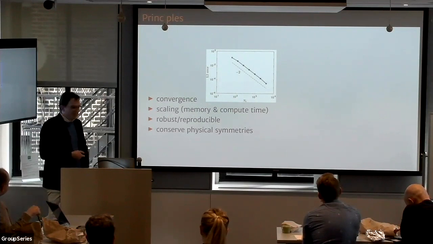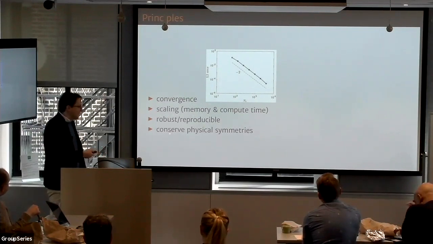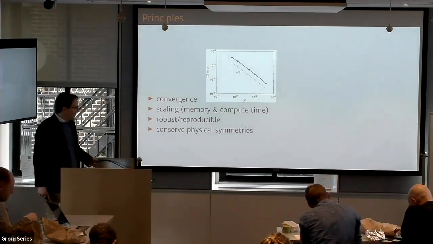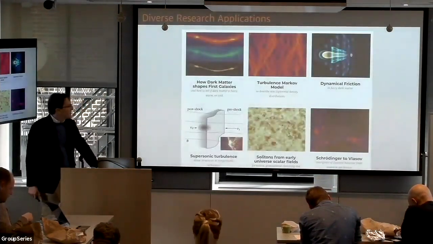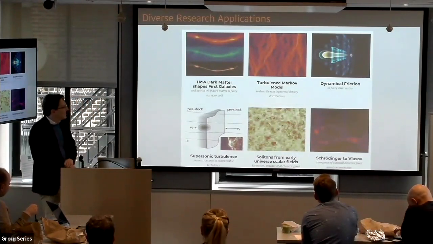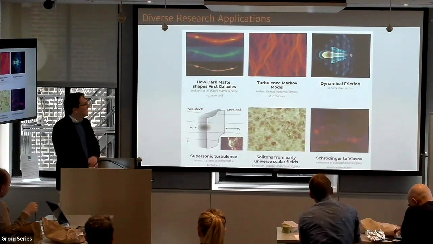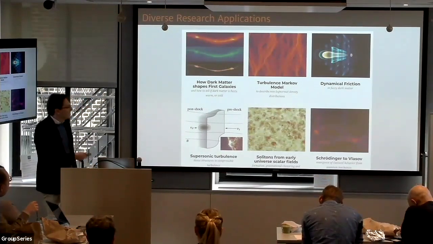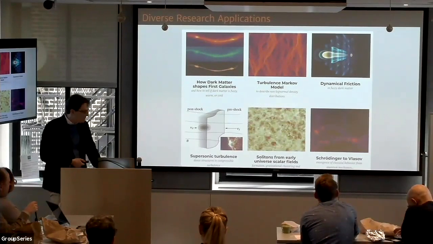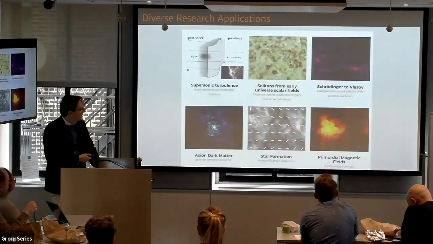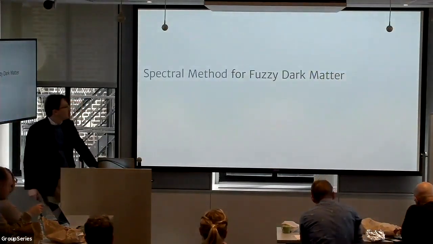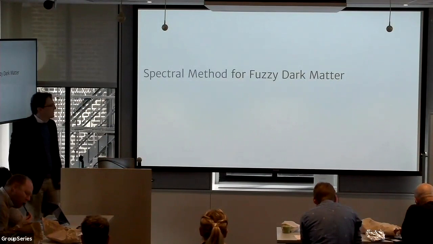And finally, the point I want to highlight really is that you'd like to conserve as many physical symmetries as possible, and I'll illustrate why this can be important in various contexts. And I'd like to highlight just some of the different applications that numerical methods can be used for. These are actually from my website. So I've used them to study first galaxies, shocks, the early universe, the inflaton field, fuzzy dark matter, primordial magnetic fields, and so on. So let's begin with spectral methods for fuzzy dark matter.